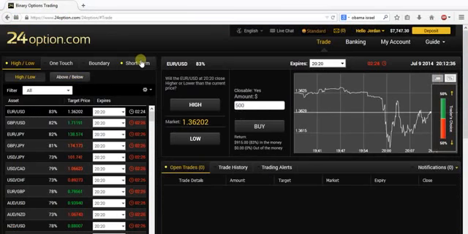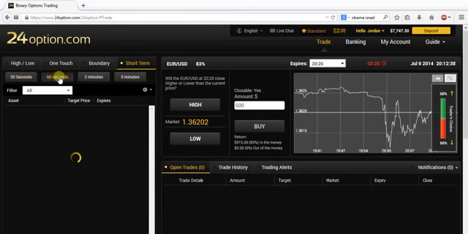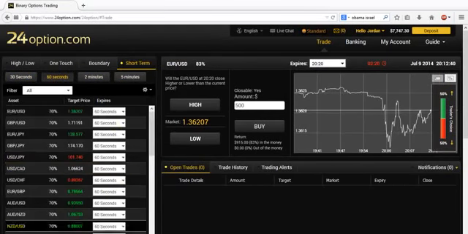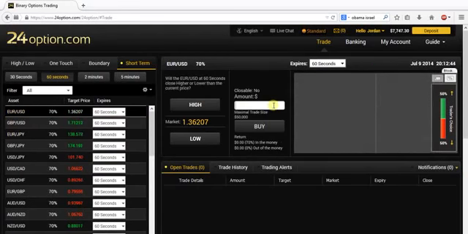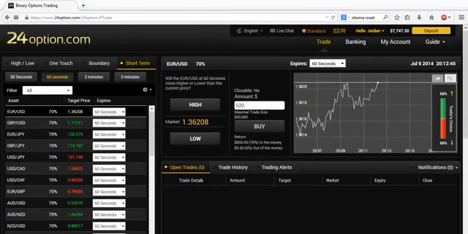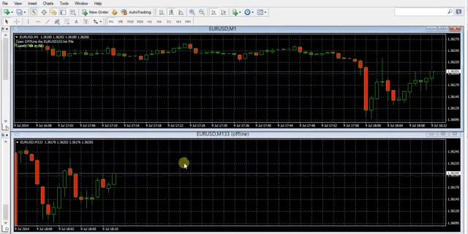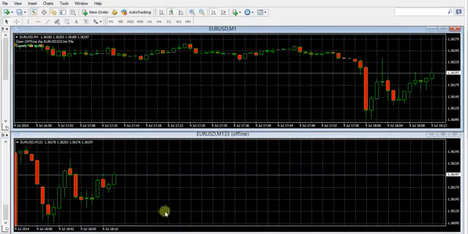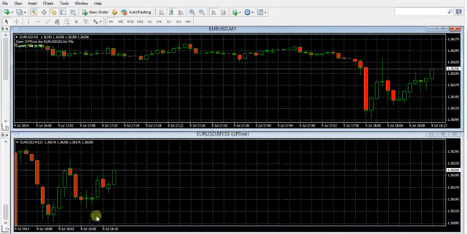Let me just make sure here I wasn't on short-term 60-second trading. Euro-US dollar. Okay, we may have confirmation of the trend here. But these are kind of smaller volatility here. Smaller price fluctuation, but it's starting to look good.